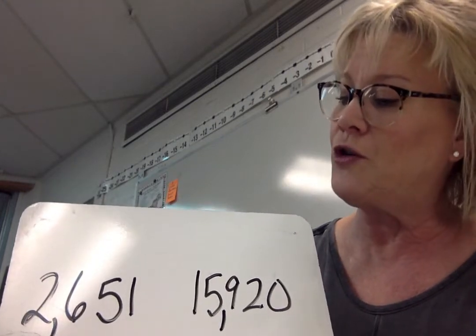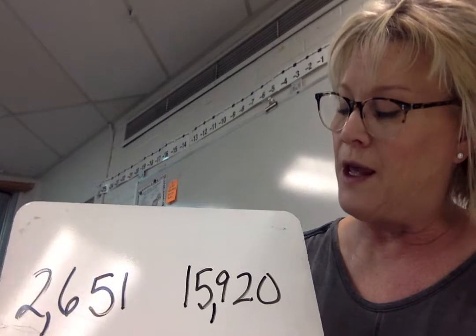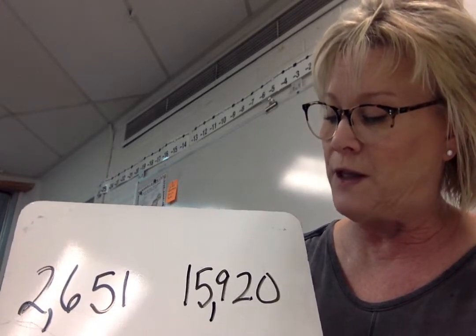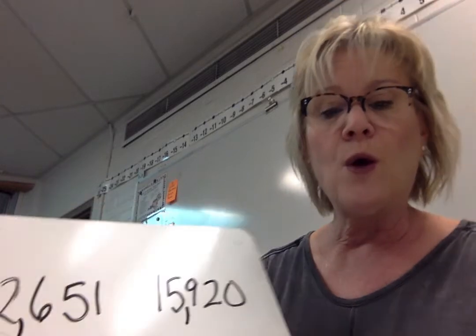So I should say 2,651 for the first one. The next one is 15,920. When we write years, addresses, or telephone numbers, we write them without a comma. We read them a little bit differently.